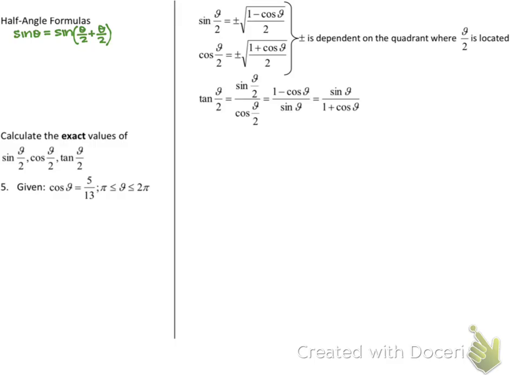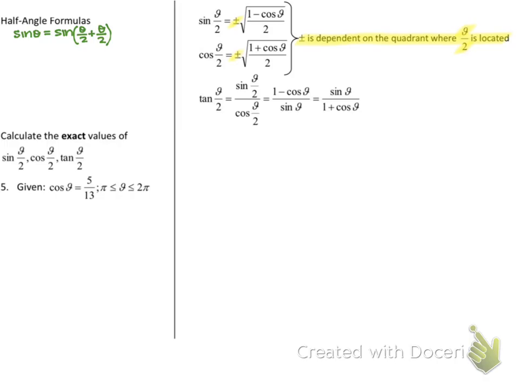Okay, taking a look at the half angle formulas. They're very similar to each other, sine and cosine, so just be careful. And then you have this plus minus in front. That's because we square rooted at some point. So the plus minus is dependent on the quadrant where that angle is located. So we're going to have to do a tiny bit more legwork. And then we know that tangent is the exact same thing as sine over cosine.